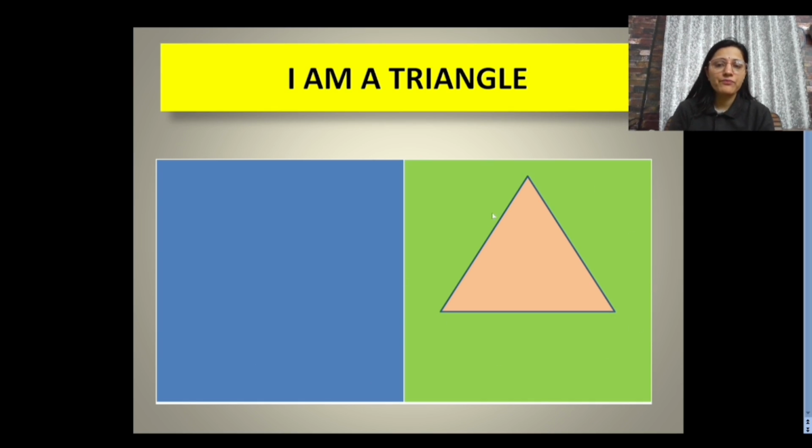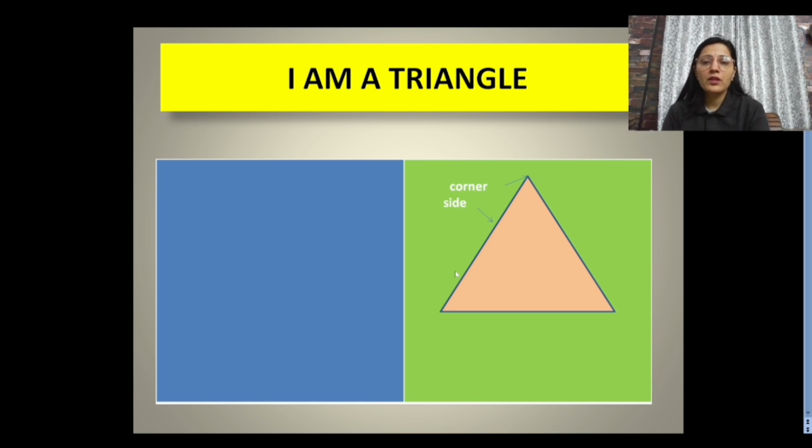This is a triangle and every shape has corners and sides. The corner is a sharp edge of any shape. Okay? So, as you can see, this is a sharp edge of the triangle. This is also a sharp edge of the triangle and this one is also.